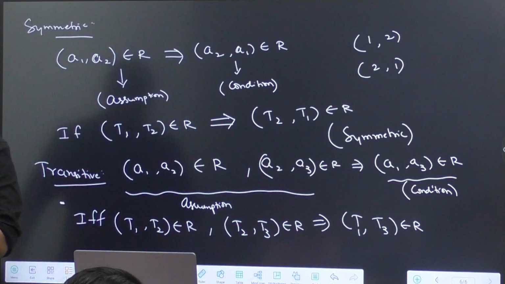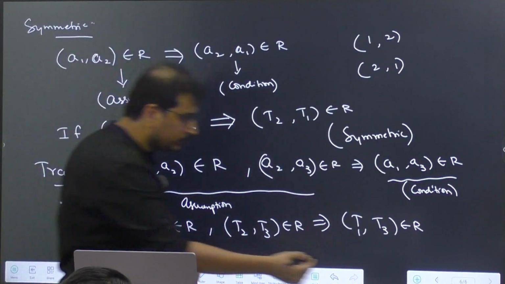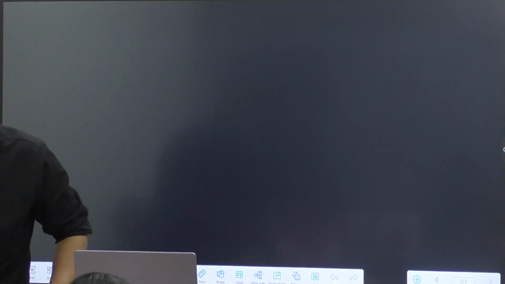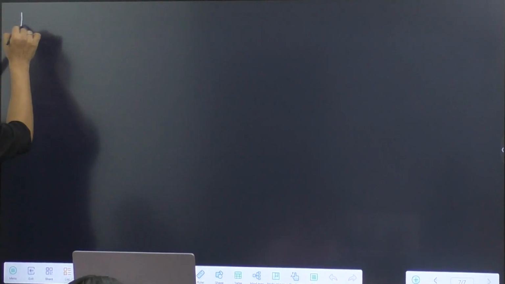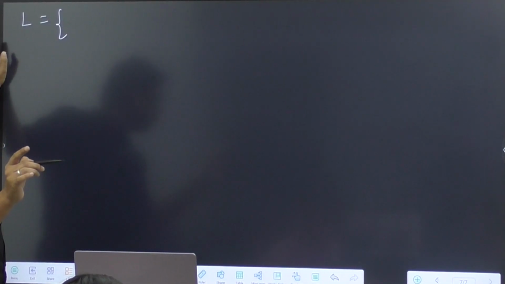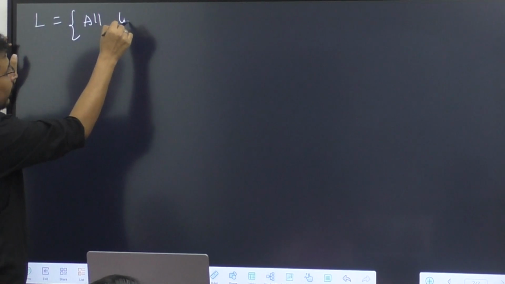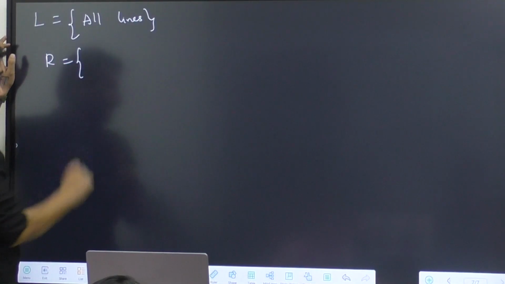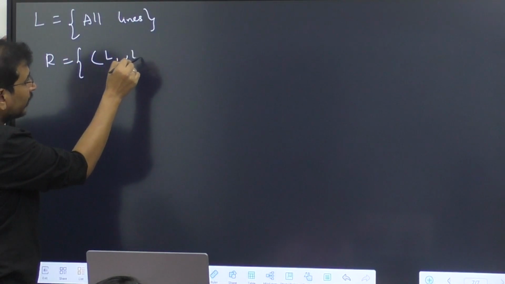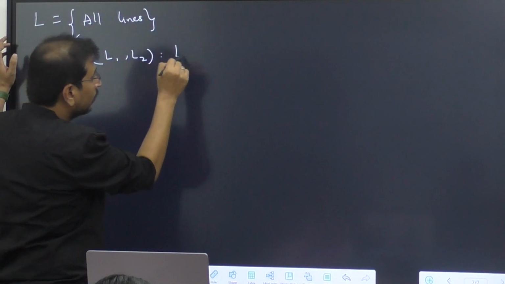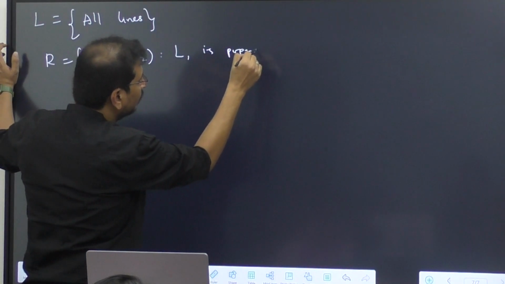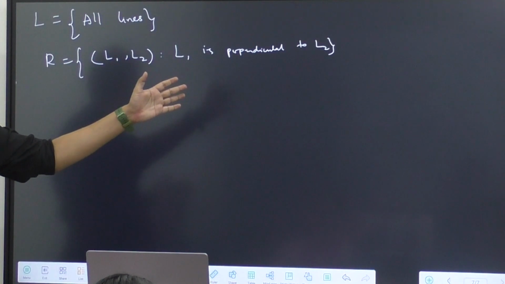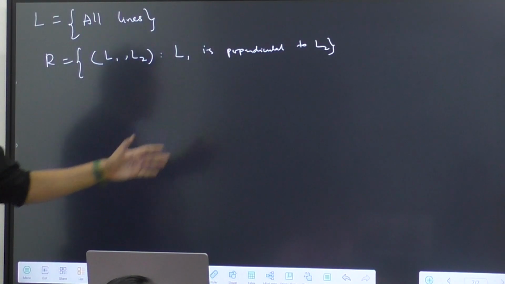Okay. So what is the next question? I will solve one question in less than 5 minutes. So can you tell me what is the next question? Example number 3, sorry. Let L be the set of all lines, and R be a relation in L such that R is the set of L1 comma L2 such that L1 is perpendicular to L2. It means if I write an ordered pair, the first line should be perpendicular to the second line.